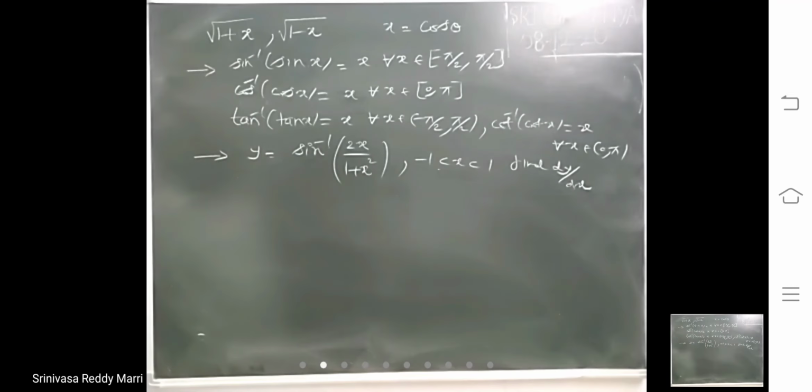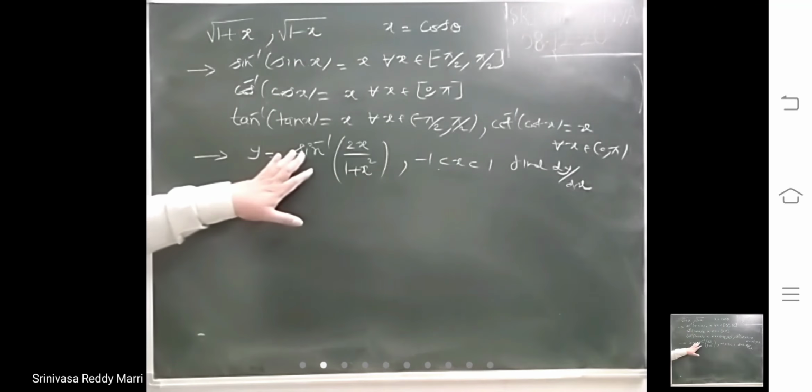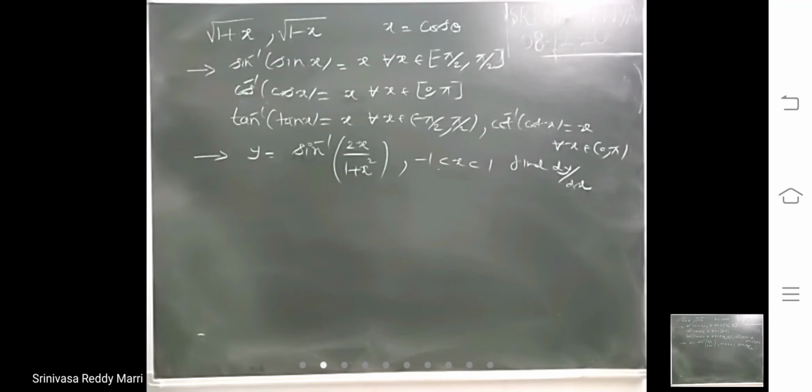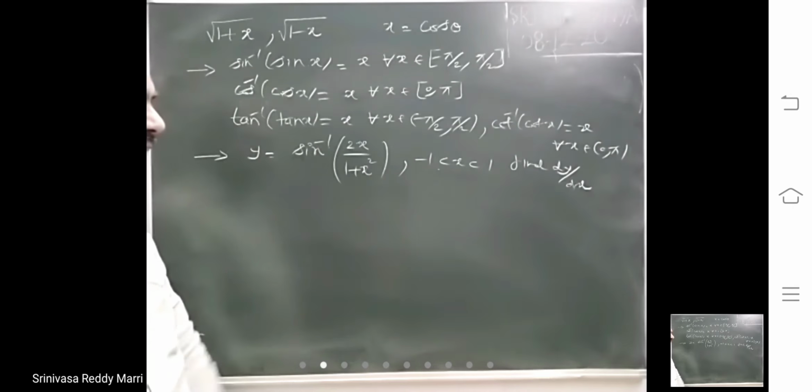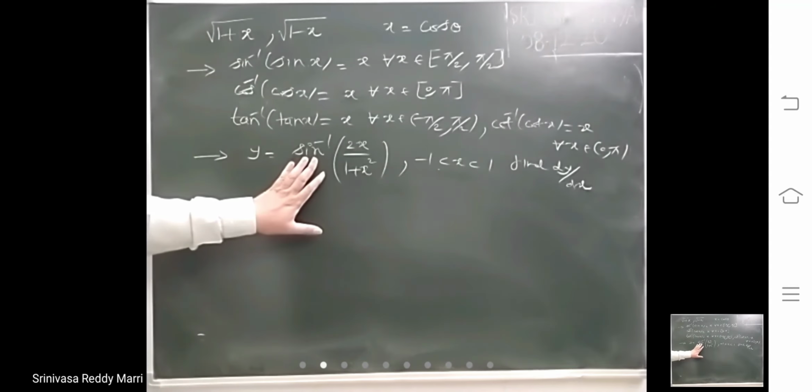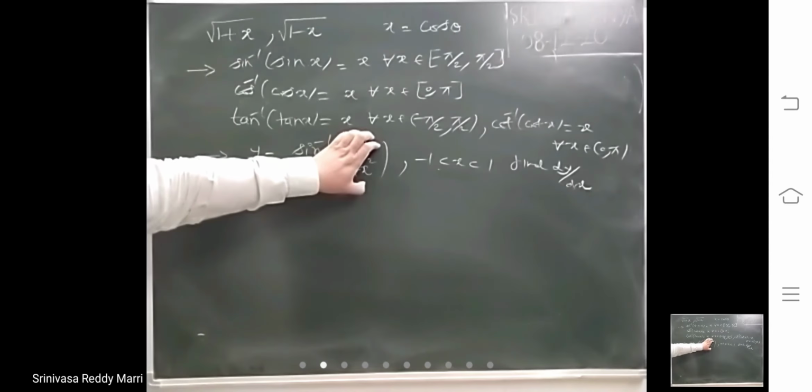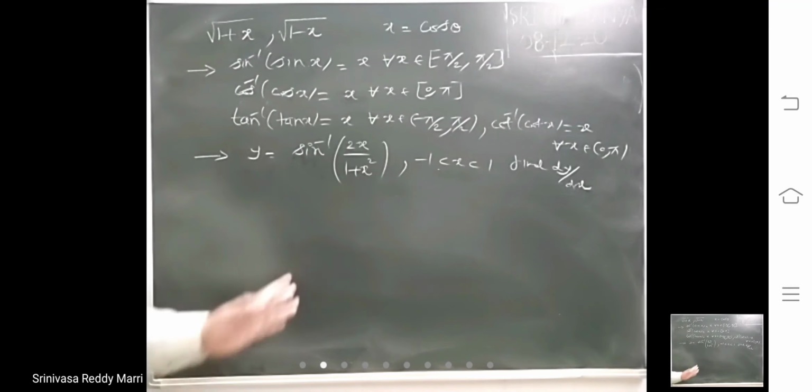Look, suppose you are asked: y equals sine inverse of 2x by 1 plus x square, find dy by dx. Direct differentiation is one method. We would take sine inverse as capital X and then apply the sine inverse x formula.